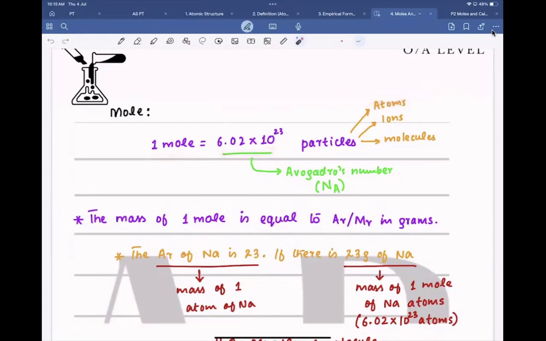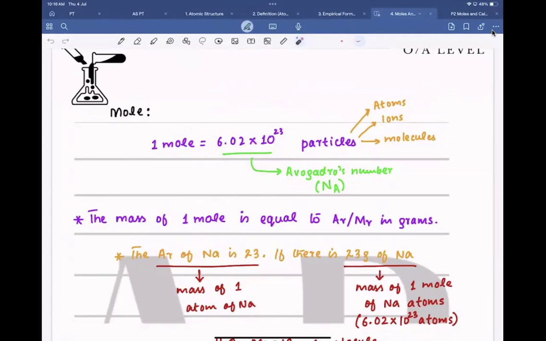Okay. So we call this figure 6.02 exponent 23 Avogadro's number, or it is also called Avogadro's constant. Okay, when we say the number, it is the number of particles which are present in 1 mole. So the particles are of three types. They can be atoms, they can be ions, and they can be molecules. Is this understandable?